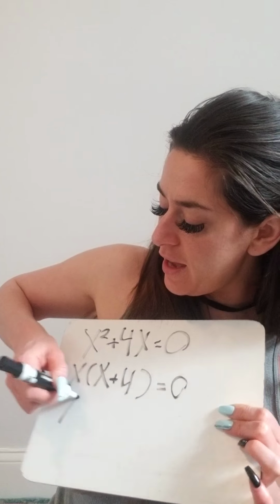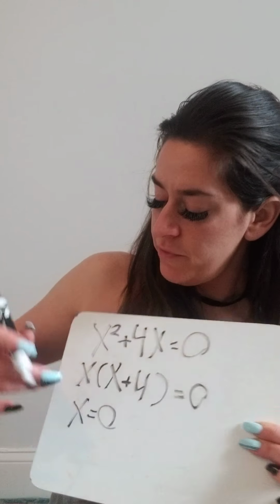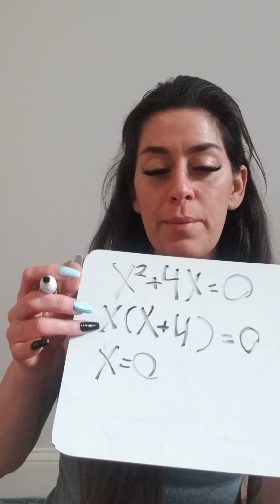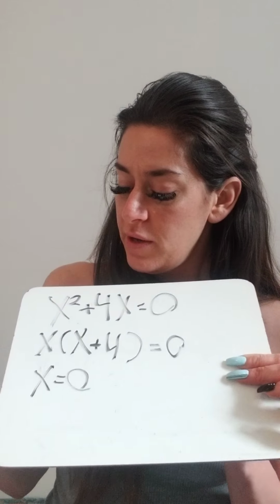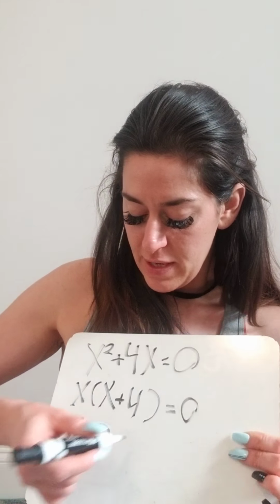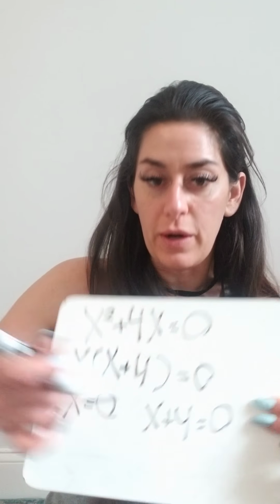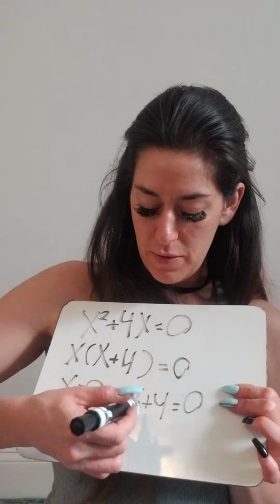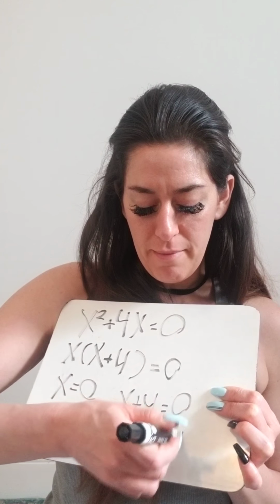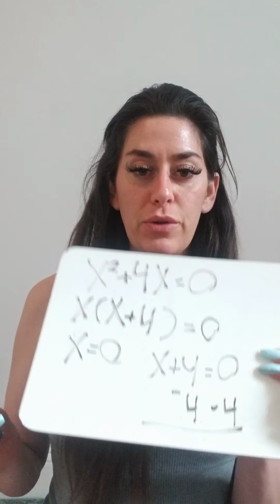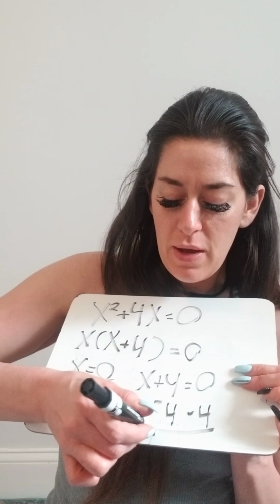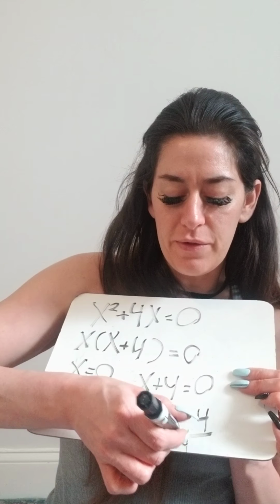I'm going to say x equals 0 for this first one. It's not in parentheses, but that is the first intercept. And then I'm going to say x plus 4 equals 0. And solve. Minus 4, minus 4. My two solutions are x equals 0 and x equals negative 4.